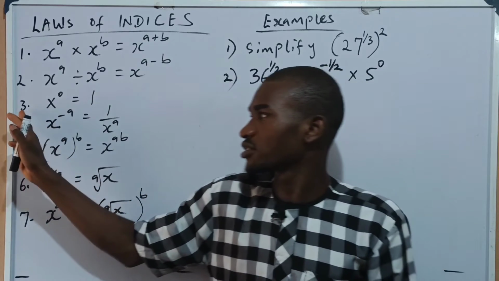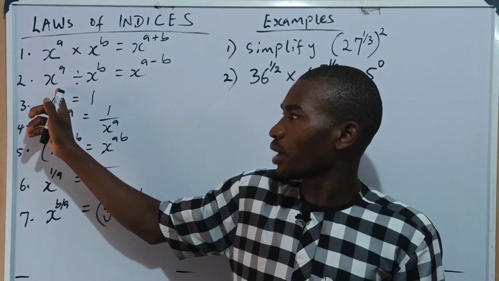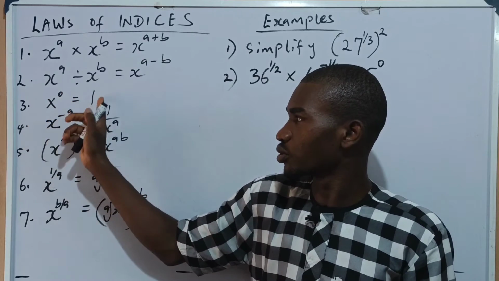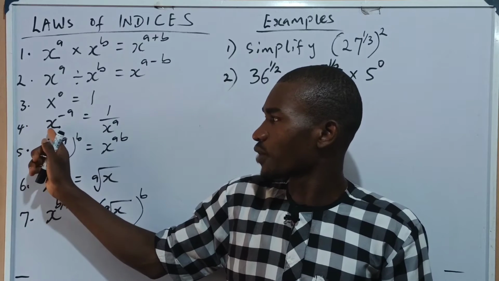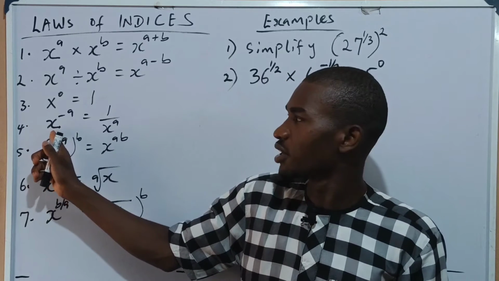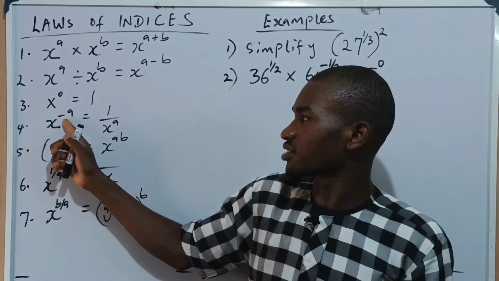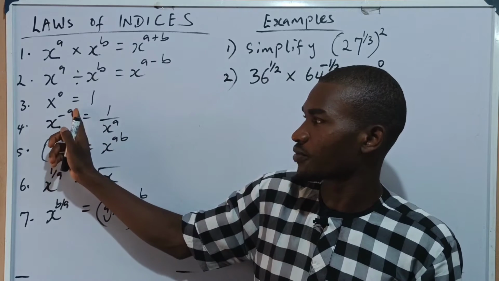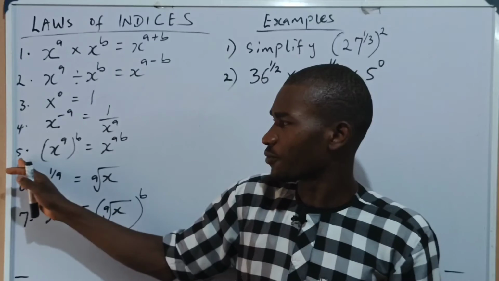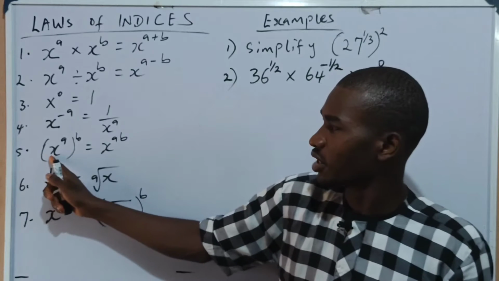And the third law of indices says that whenever we have a given base raised to the power of 0, it is equal to 1. And the fourth law of indices says that whenever we have a given number or base raised to the negative of a given number, it is the same thing as saying 1 over that given base raised to the power of that number, a.